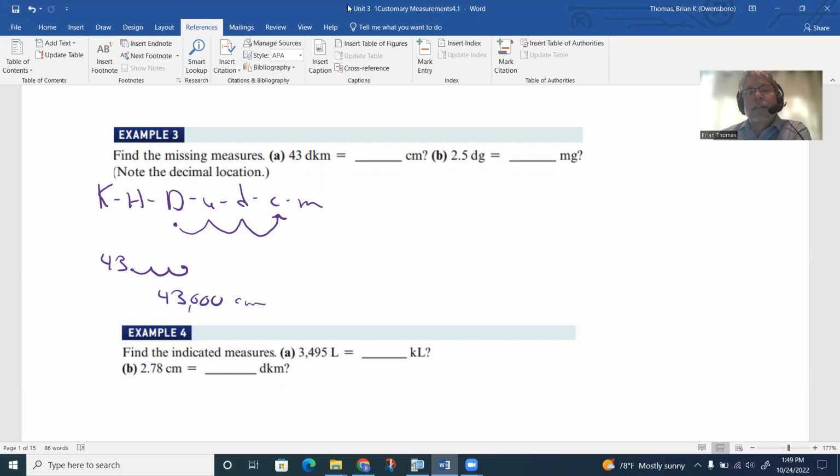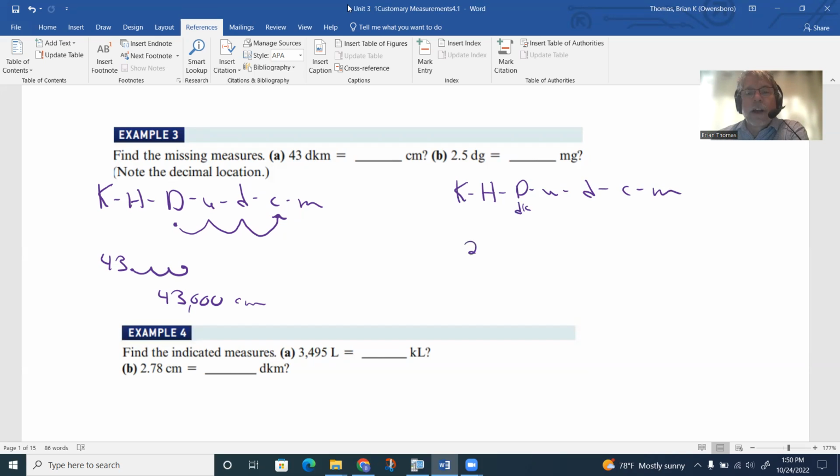If I have 2.5 decigrams and I want to convert that to milligrams, again, all I have to know is the metric prefixes. So we use the acronym King Henry doesn't usually drink chocolate milk. So remember, the big D is deca, the little d is deci. So this actually stands for the D over here.